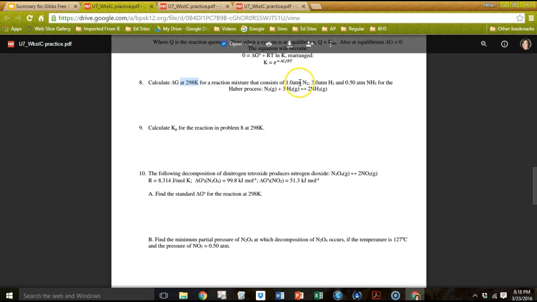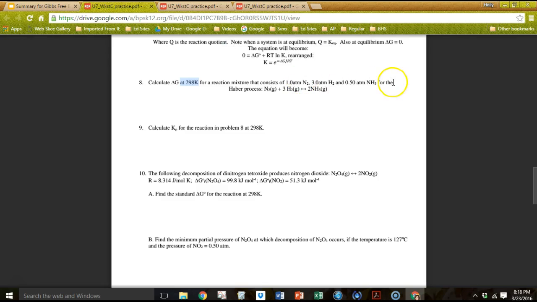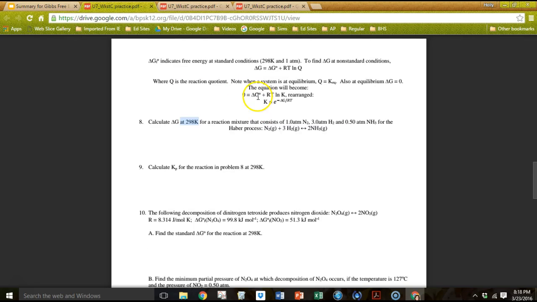However, the pressures that we're given are not 1 atmosphere. This one happens to be 1 atmosphere, but if they're not all, then we're not at standard conditions completely. So how do I find delta G? Well, I'm going to use that equation we just talked about, this one right here. And we need to find delta G naught first. That's the thing that doesn't explicitly say in the problem.